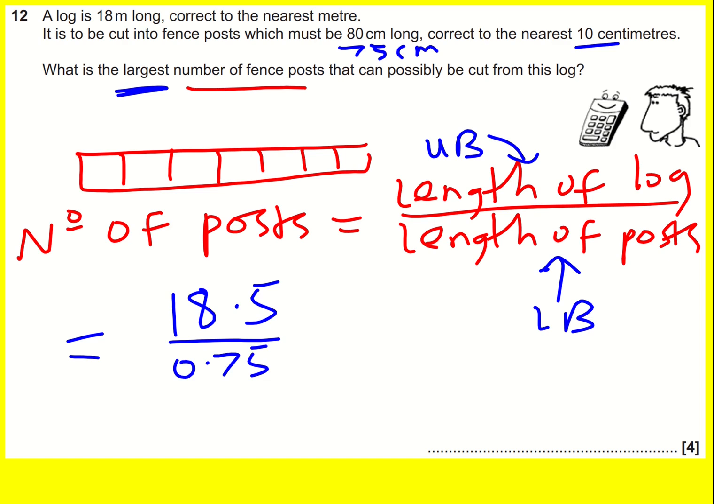We can then put that into our calculator, and it gives 24.6 recurring. Now, we can't actually have 0.6 recurring of a fence post, so I think it's absolutely fair to round down to 24 posts, and then I might just write underneath 0.6 recurring meters left over.